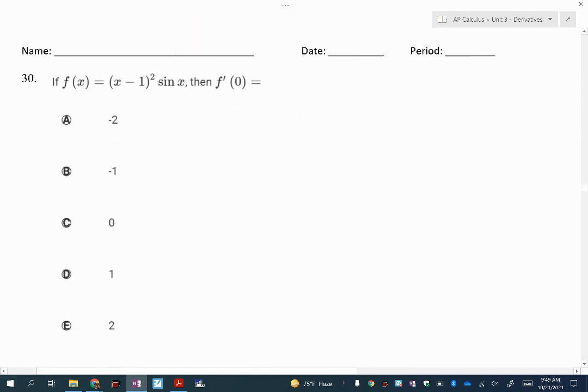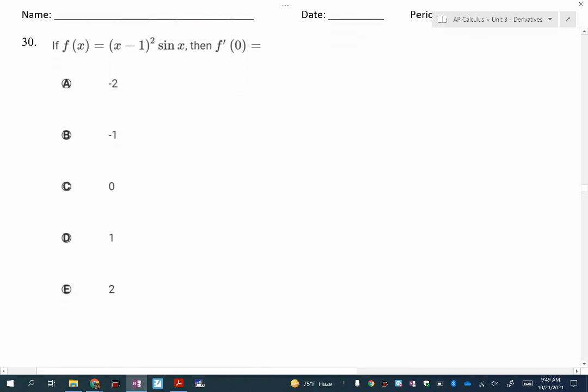Number 30. Number 30 is going to be a combination of the product rule and some chain rule. So I'm going to find f prime of x by doing the derivative of (x - 1)^2, then times the original second, plus the derivative of sine of x times the original first.